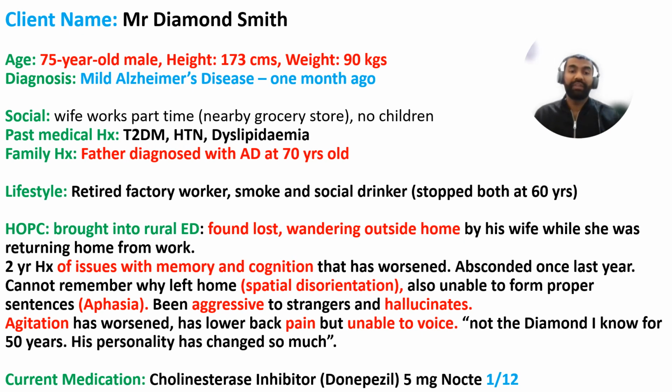Now, his wife reports agitation has worsened and his lower back pain is there, but he is unable to verbalize. Now, she says that he is not the Diamond she knew for 50 years. His personality has changed so much. Now, he is also on a cholinesterase inhibitor, and donepezil is one such medication, 5 milligram nocte for the past 1 month.